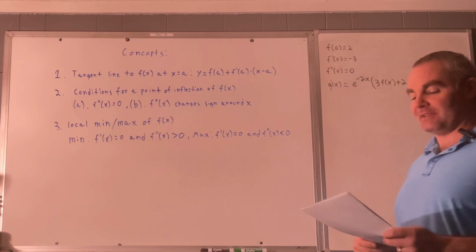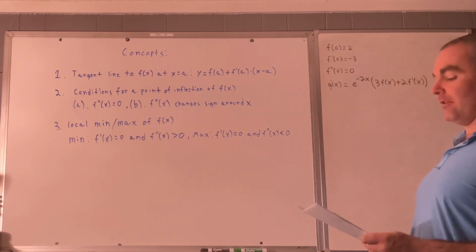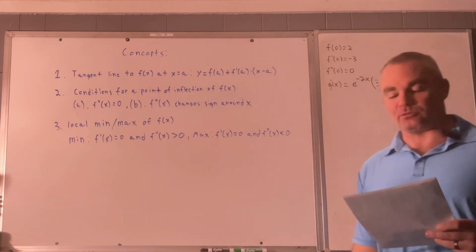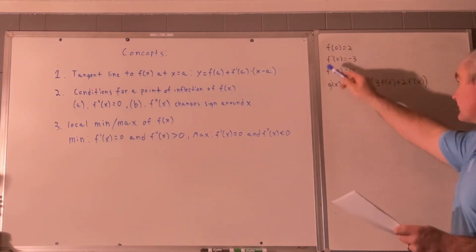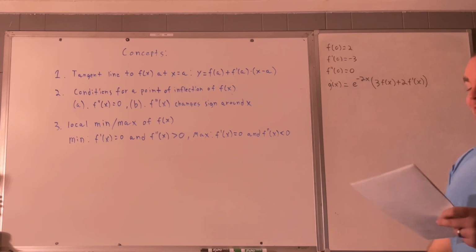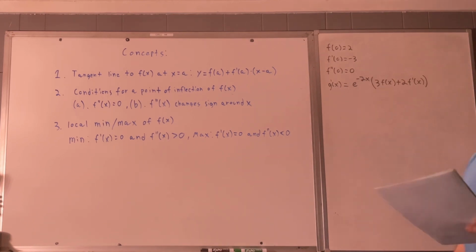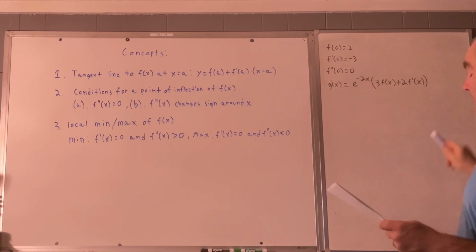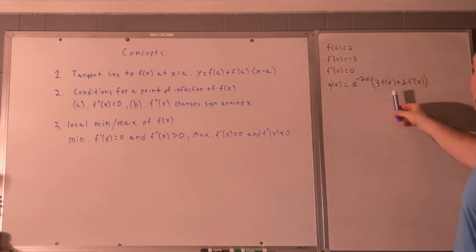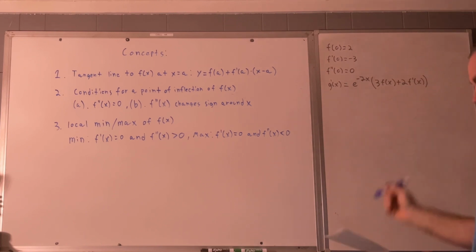The problem is this. Suppose that the function f has a continuous second derivative for all x and that the following is true. We have f of 0 equals 2, f prime of 0 equals negative 3, f double prime of 0 equals 0, and g is a function whose derivative is given by this. G prime of x is equal to e to the negative 2x times quantity 3f of x plus 2f prime of x.